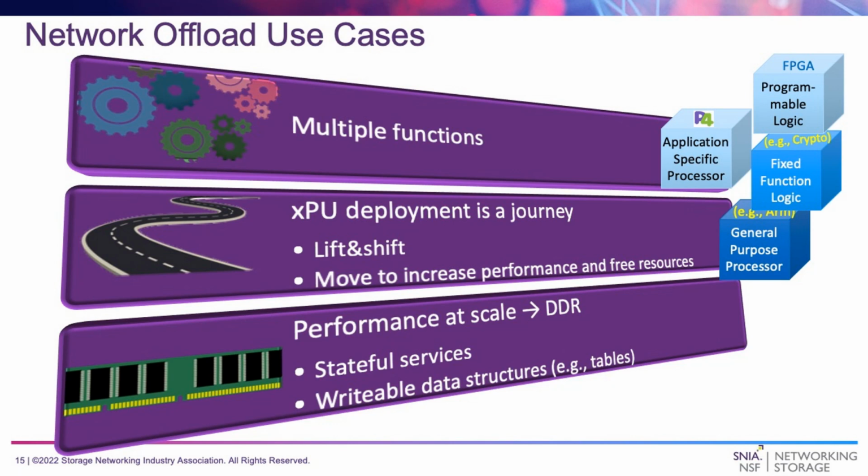And in all of these also, we have to keep in mind that what is important in xPU when we offload network functionalities is the memory, the amount of memory. Because in xPUs, usually when we use xPUs is because we want performance and we want scale. And often we want to implement stateful services. So we need a large amount of memories where we can have large data structures that are possibly writable so that we can keep state.